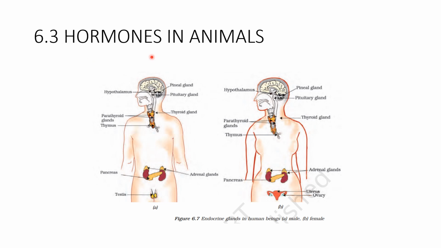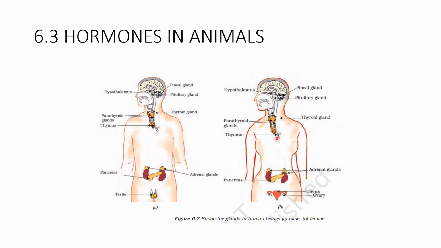Hormones in animals is a very important topic. So the diagram shows the endocrine glands in human beings. ठीक है, कौन कौन से endocrine glands होते हैं? In a male we have pineal gland, pituitary gland, hypothalamus, thyroid gland, parathyroid glands, thymus.